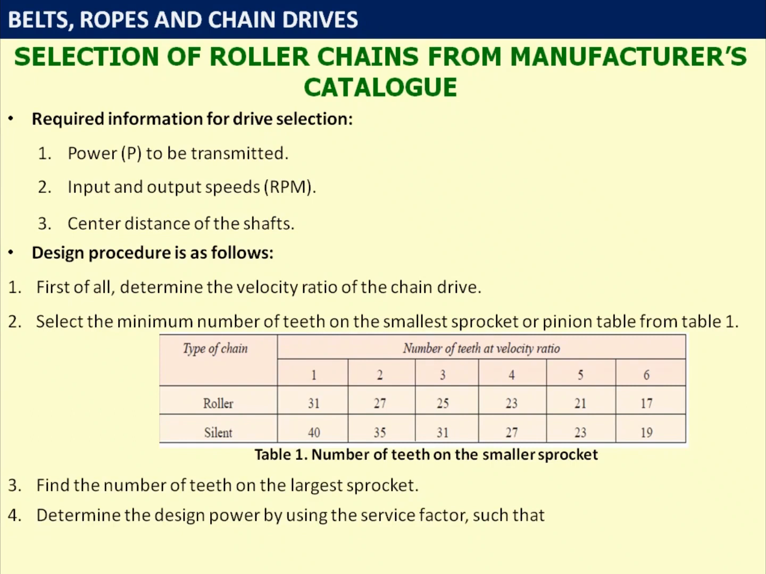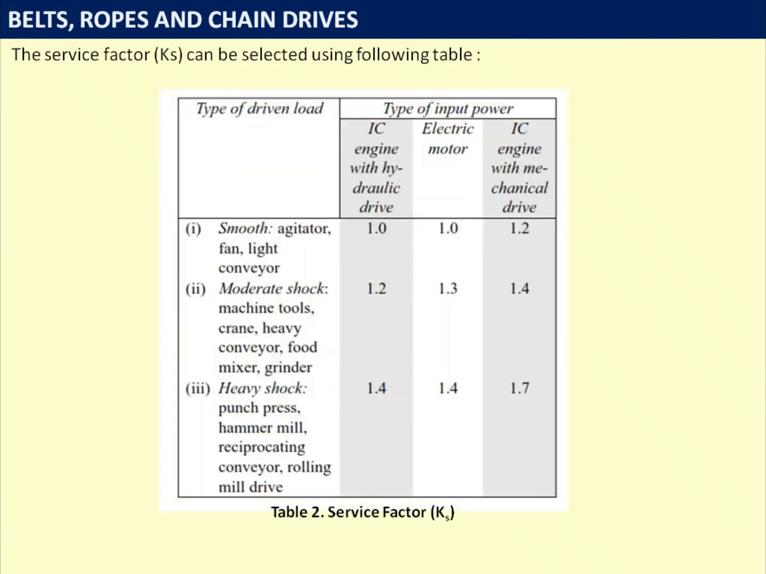Fourth, determine the design power by using the service factor, such that the design power is equal to the rated power multiplied by the service factor Ks. Now the service factor Ks can be selected using the following table. This table shows the type of driven load and type of input power, and from this table you can select the service factor Ks.